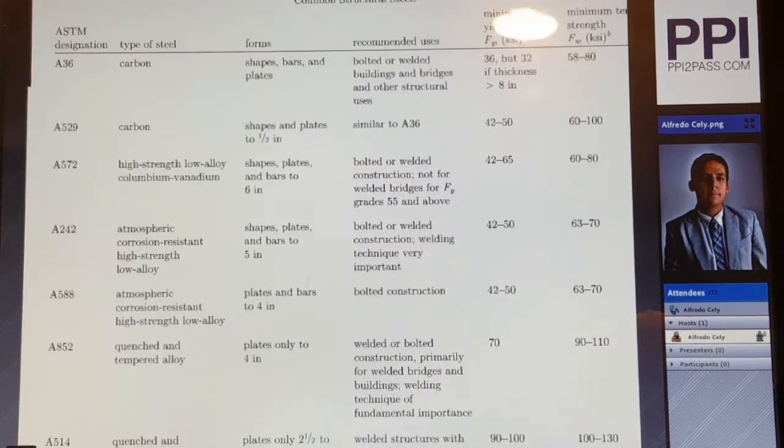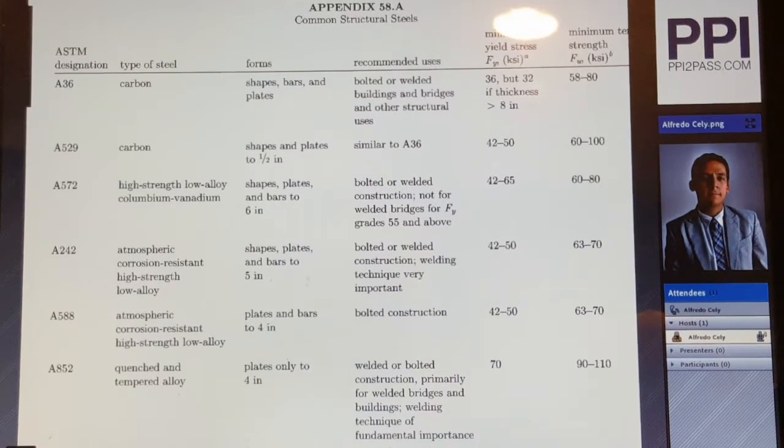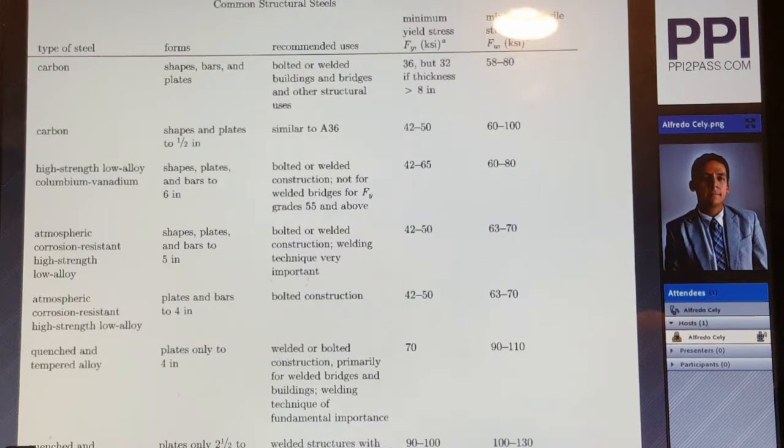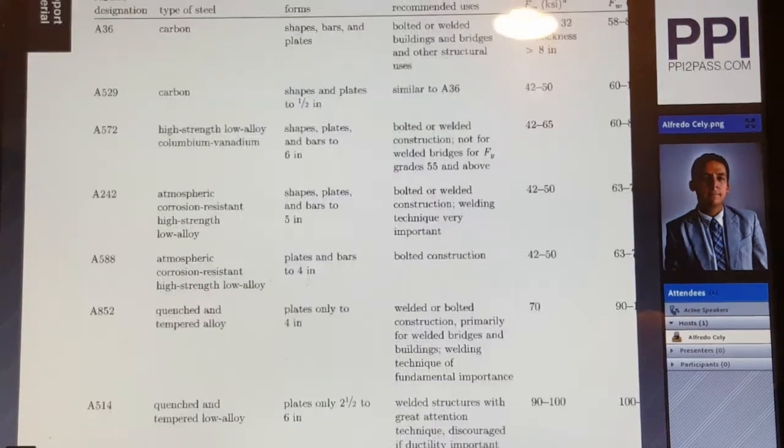So please note that only A36 is the one that has a yield stress similar to the number that's shown right next to the A letter. And you also can get the minimum tensile strength for this type of steel.